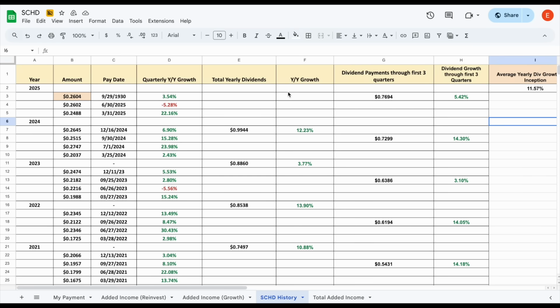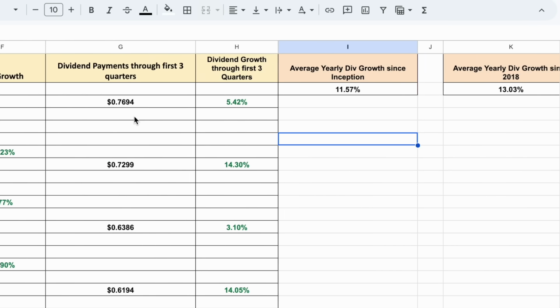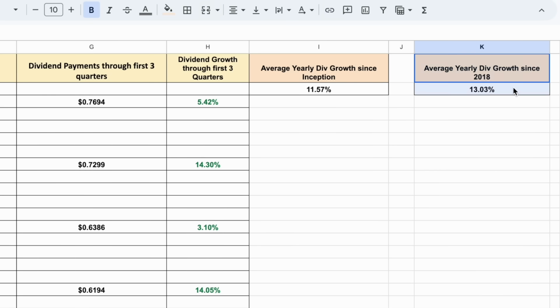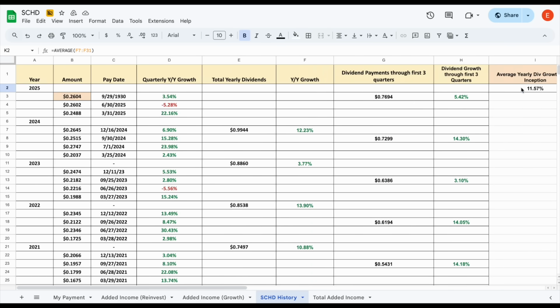and we'll talk about what they've done to actually achieve that here in just a little bit, but let's just take some time to actually look at the historical dividend growth. Now, the average yearly dividend growth since inception is about 11.57%, and the average yearly dividend growth since 2018 is coming in at above 13%. That is mind-blowing dividend growth.